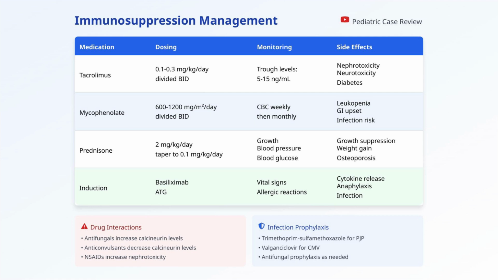Mycophenolate is dosed at 600 to 1200 milligrams per meter squared per day divided twice daily, with complete blood count monitoring weekly then monthly, and side effects include leukopenia, gastrointestinal upset, and infection risk. Prednisone starts at 2 milligrams per kilogram per day and tapers to 0.1 milligrams per kilogram per day, with monitoring of growth, blood pressure, and blood glucose, and side effects include growth suppression, weight gain, and osteoporosis.